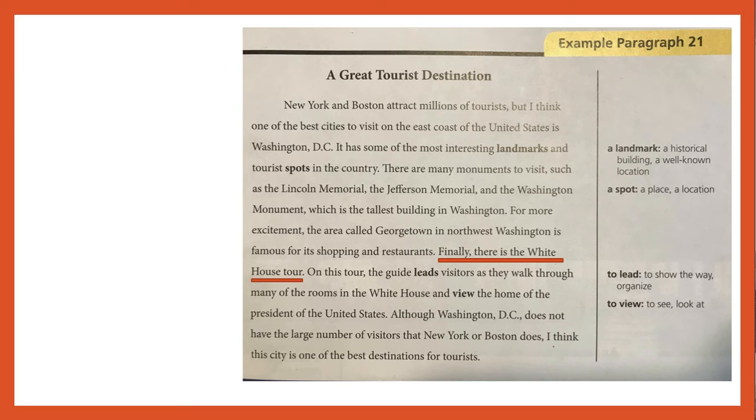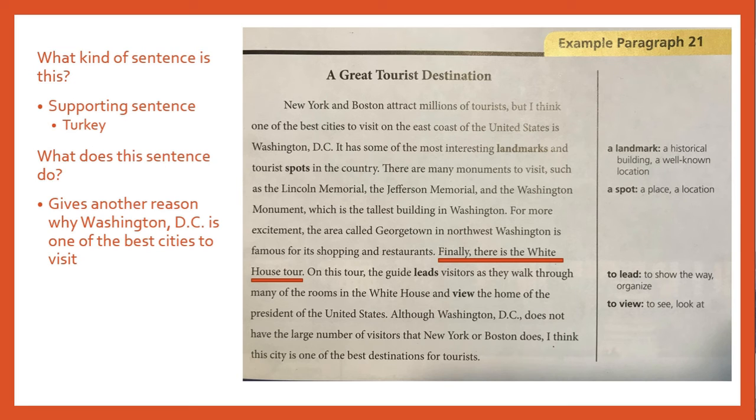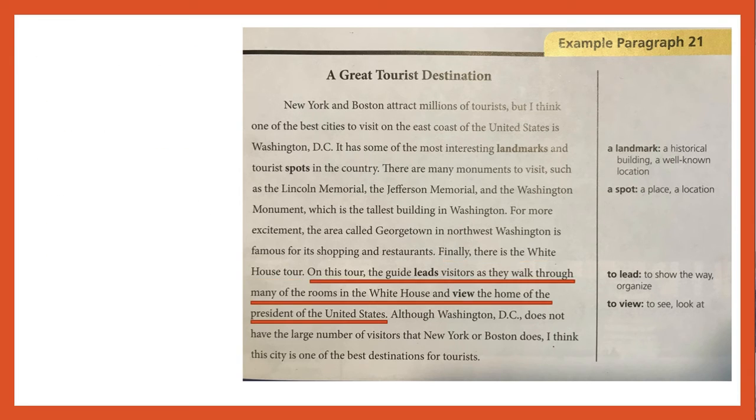Finally, there is the White House tour. This is one of our supporting sentences, so again, another slice of turkey. And the function is the same as the other two, so it has a third and final reason why D.C. is one of the best places in the U.S. to visit, specifically because of the White House tour.